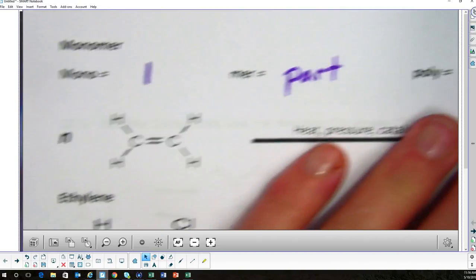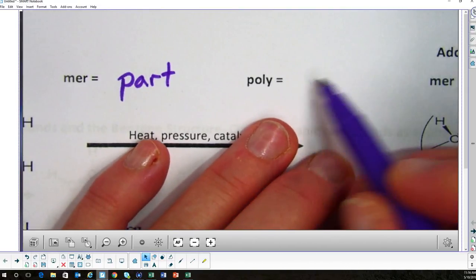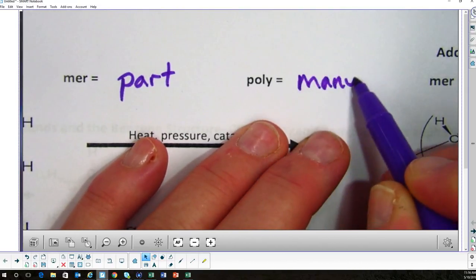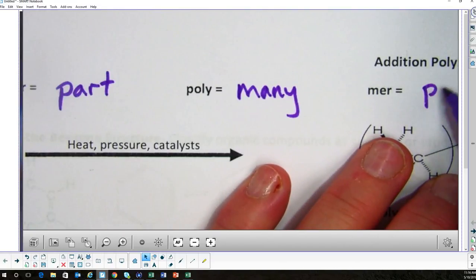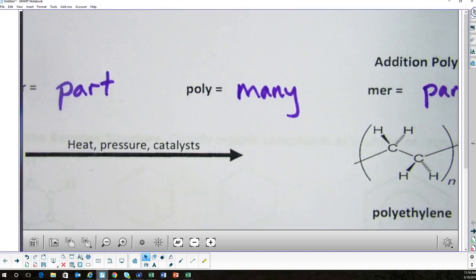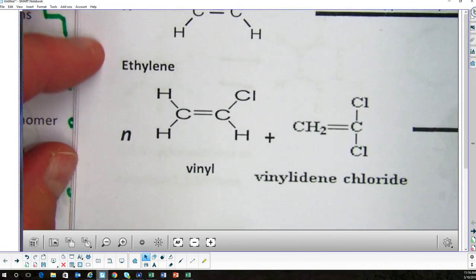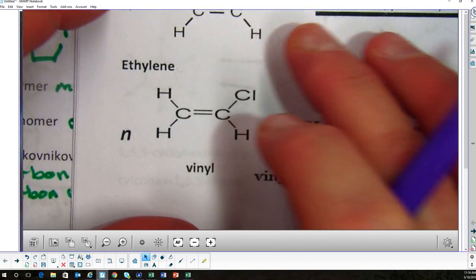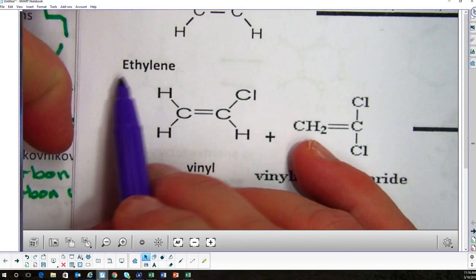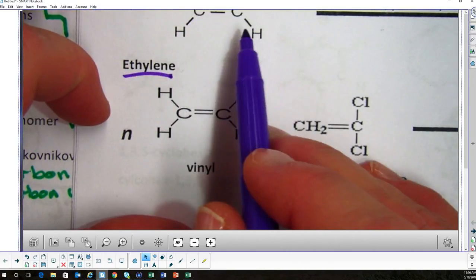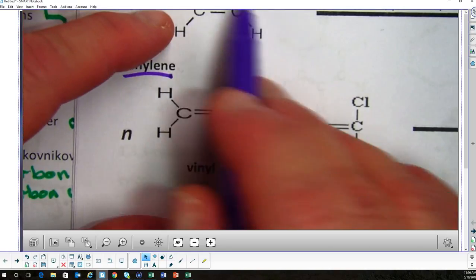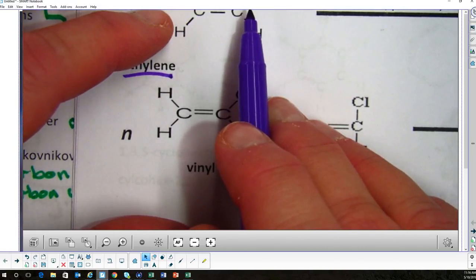Okay, so poly means many, and mer again means part or parts. So polymer means many parts, and monomer means one part. When I have ethylene and I want to make something with ethylene, I want to make a polymer. This is my starting material.